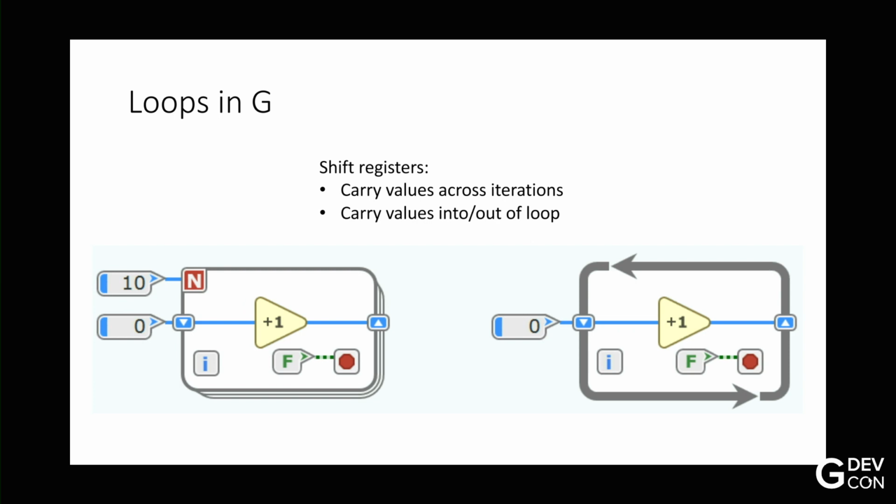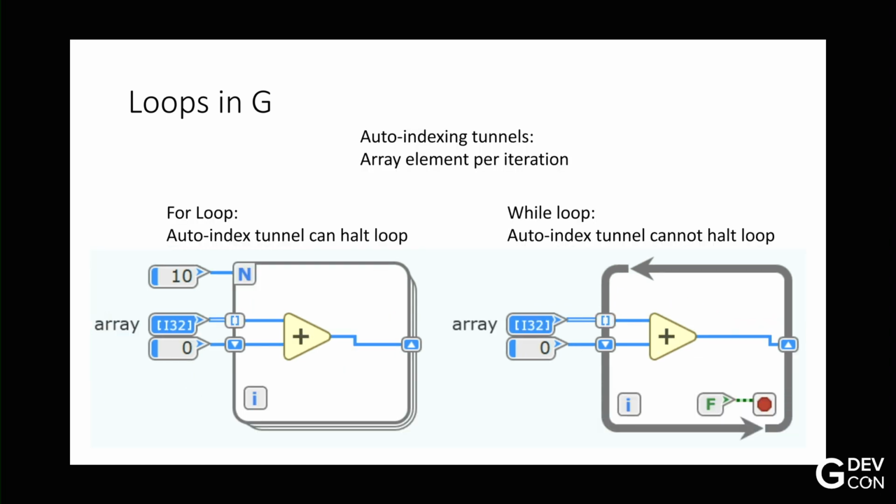Both loops support shift registers, which are for carrying values across iterations and into and out of a loop. And both loops also support auto-indexing tunnels, which are a way of feeding an array into a loop and then getting one element of the array per iteration.